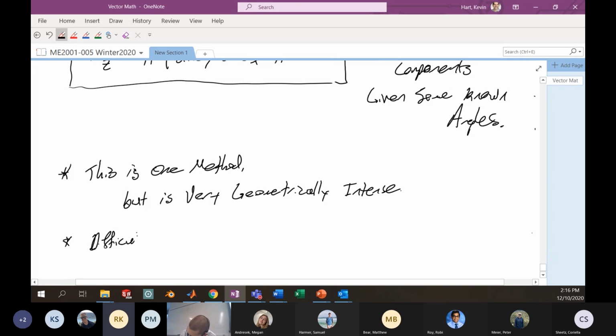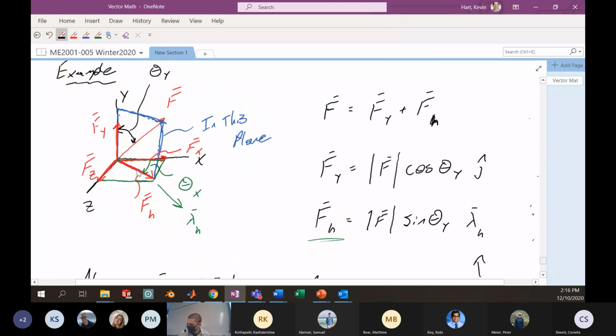What's the difference between H and Z that you put? Okay, the question here is what's the difference between H and Z? So this force Fh here is the projection of my original force F into the XZ plane. All right. So that force Fh is the projection of this original 3D vector into the XZ plane. Then we further resolve this force Fh into the Z direction using the sine of the angle theta x.